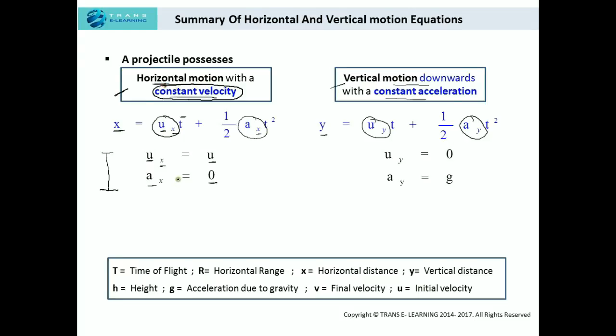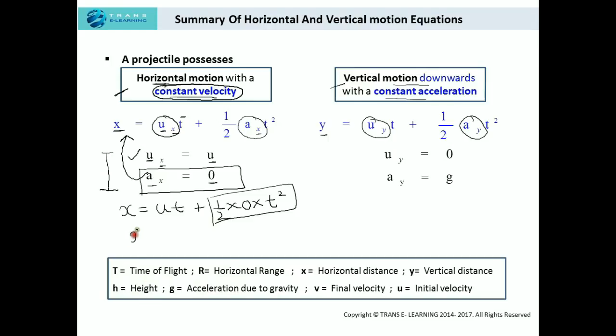As the projectile moves the horizontal distance with constant velocity, the acceleration due to gravity in the horizontal direction is taken as 0. So now if we substitute these 2 values in the above equation, we get x equals u t plus half into 0 into t square. So this whole term will become 0, so x equals u t, and we can write t equals x upon u. So we can use either of the equations for finding the horizontal distance or the initial velocity or the time of flight.